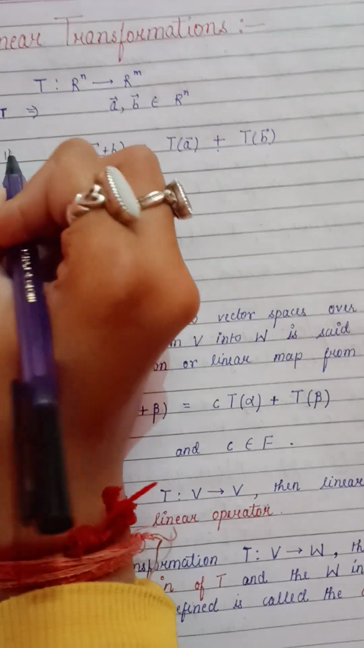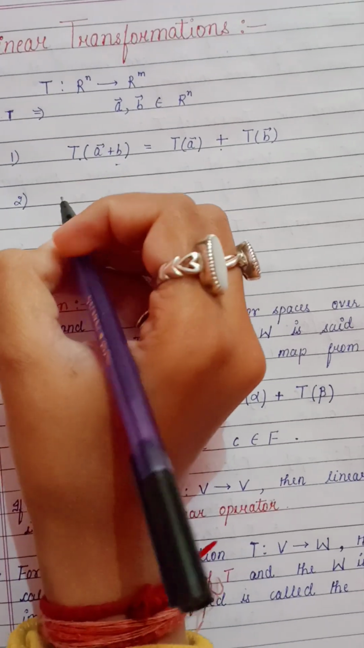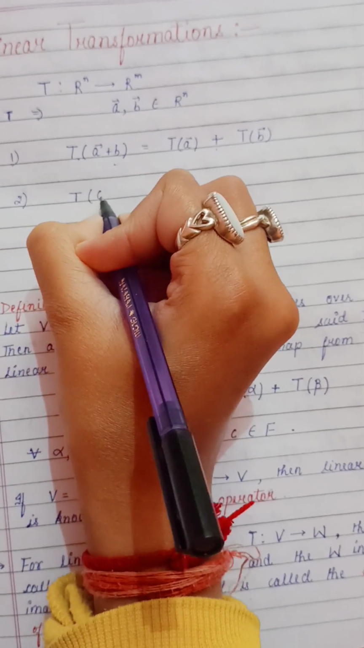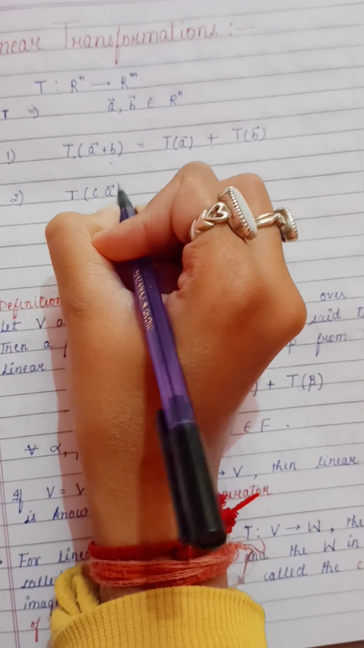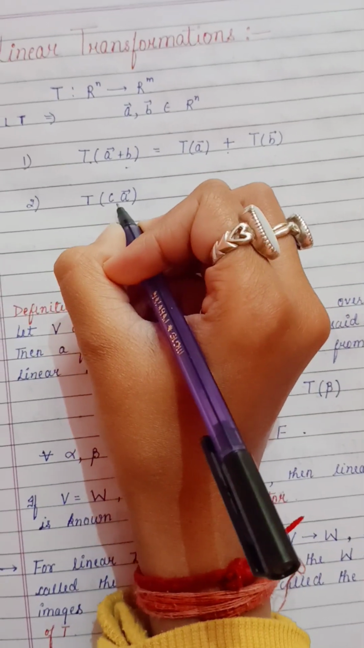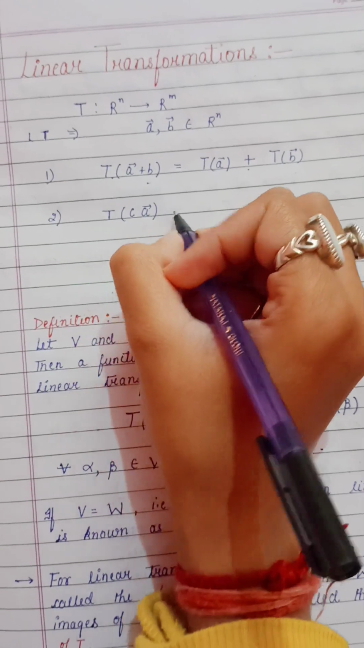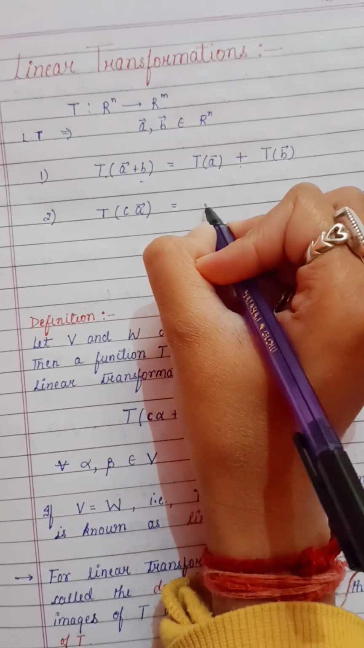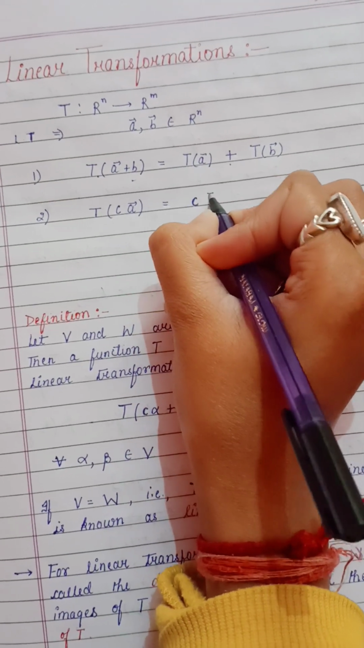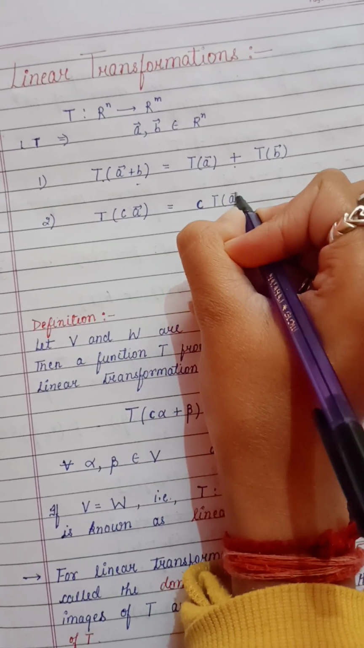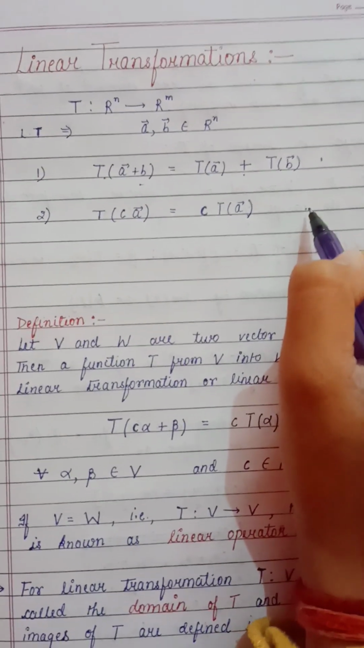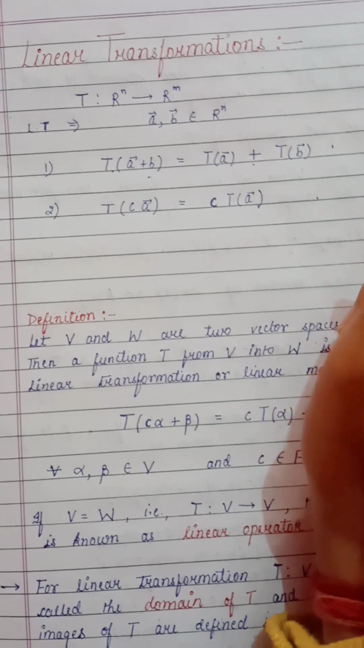Also, there is one more condition. The second one is that if we take the transformation of any scaled up vector, where C is a scalar, then it should be equal to the scalar C times the transformation of that vector. If these two conditions are satisfied, then we can say that a function is a linear transformation.